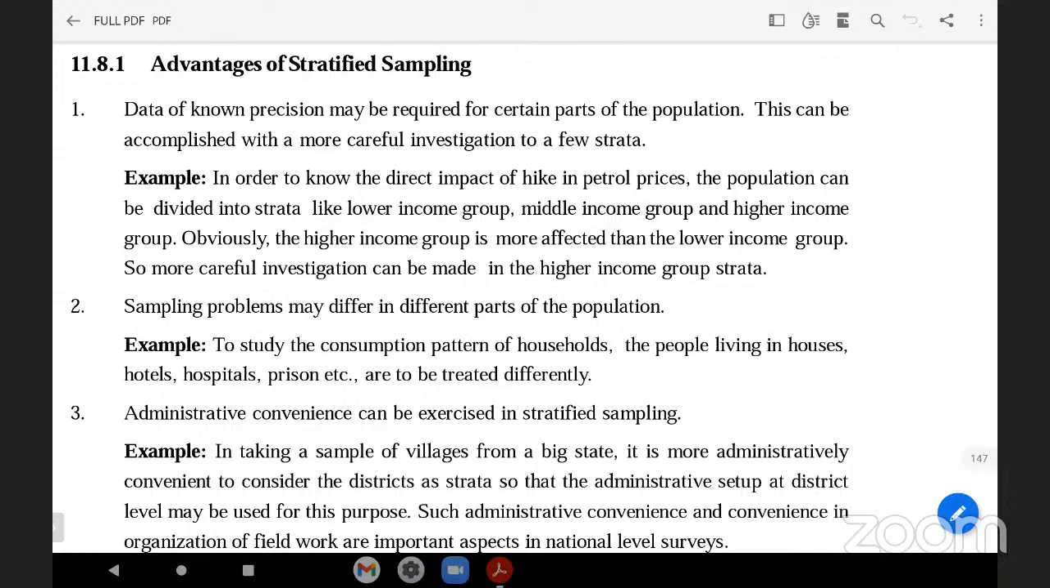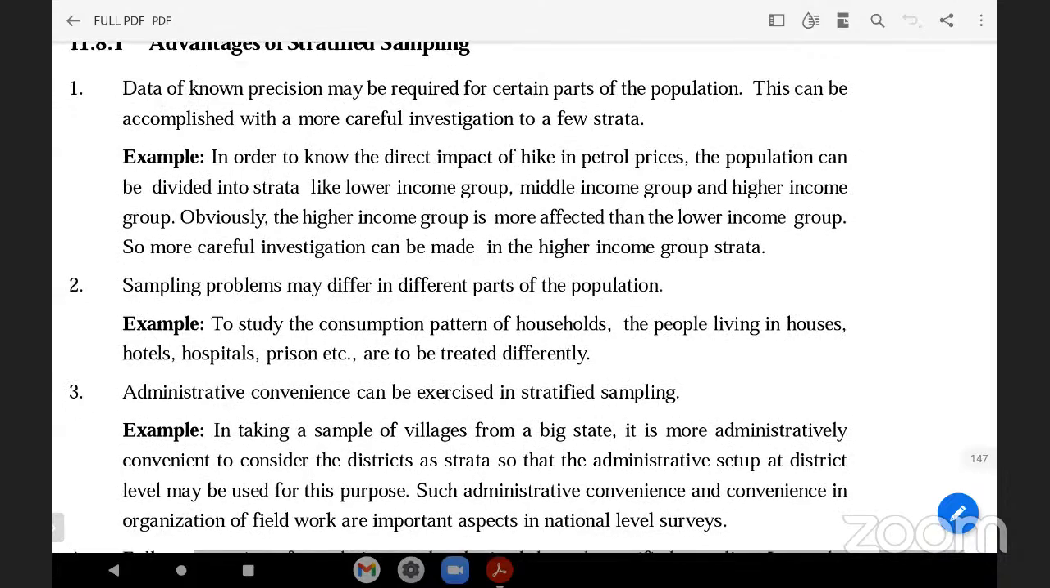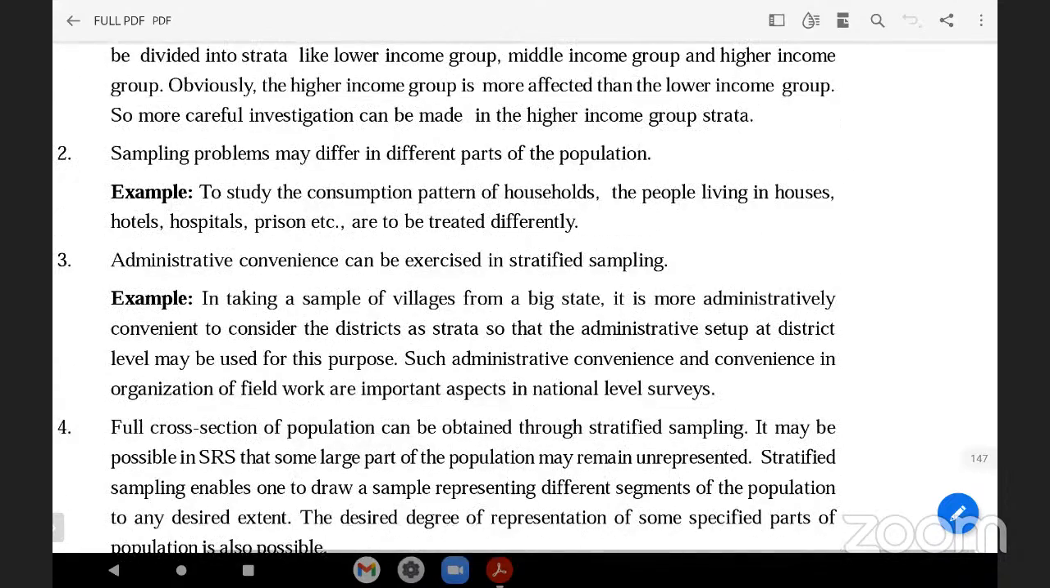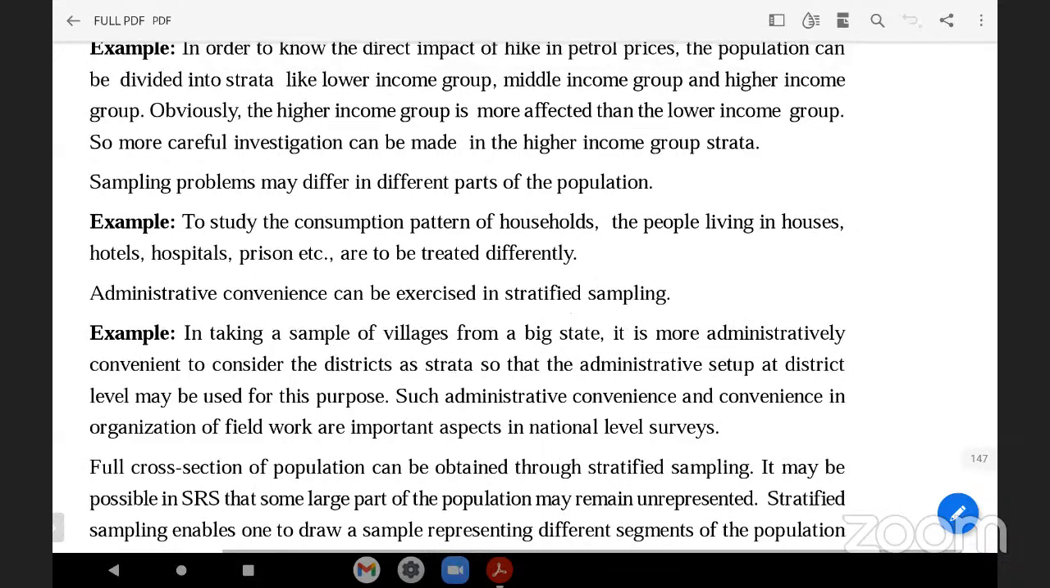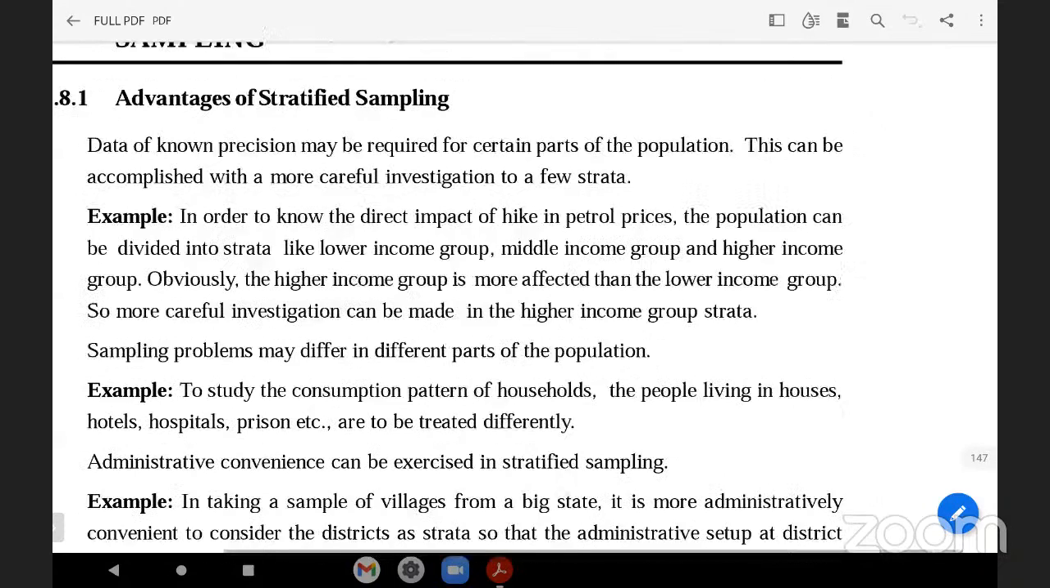All individual groups, the lower income, higher income, and middle income people, how they will feel about that, the cost fixation on this. This is one of the observations we can check with stratified sampling. Next, sampling problems may differ in different parts of the population. Study the consumption portion of the household. So those are the patterns we will take, the different ways of living of the people, hospitals and hotels. This kind of observation we can check this way. So it is a different kind of observation we can check.